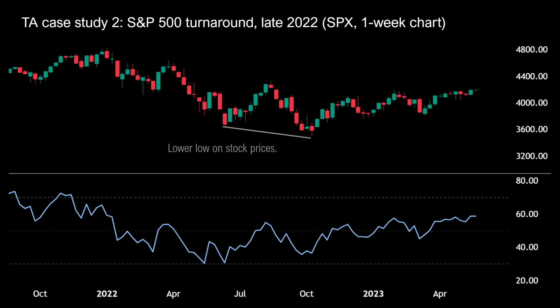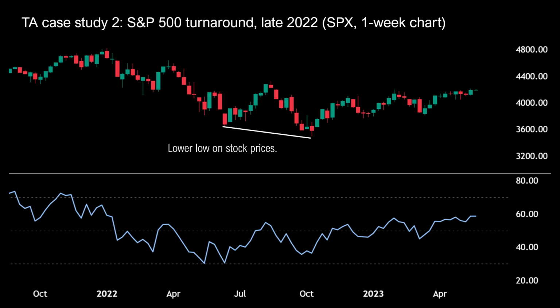And here you can see that the price made a lower low in October than it did in June. Now, lower lows are typically bearish and show that sellers are still in control of the market as they're able to push the price down to lower levels. But on the bottom, you'll also notice this blue line. This is the Relative Strength Index, or RSI.